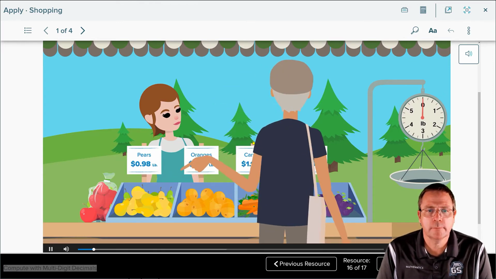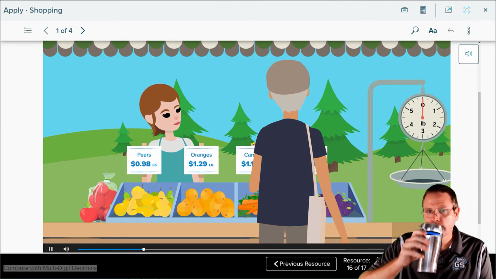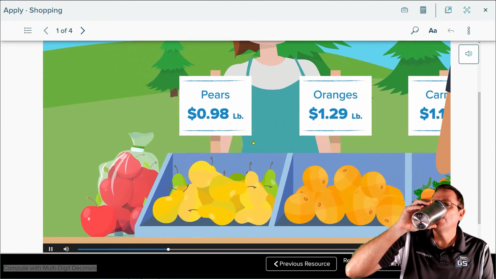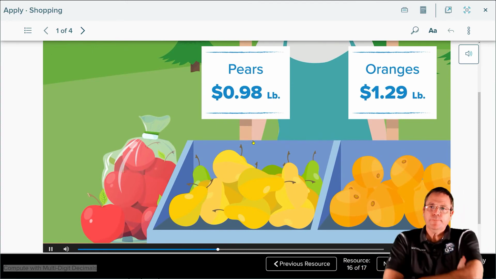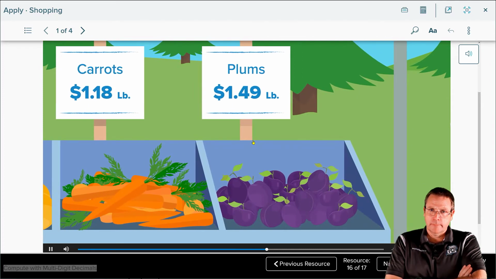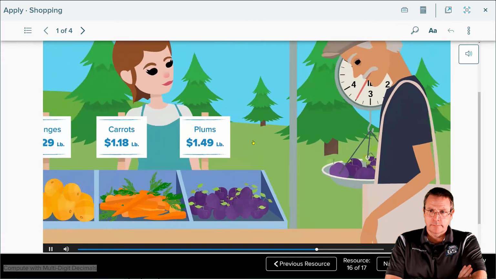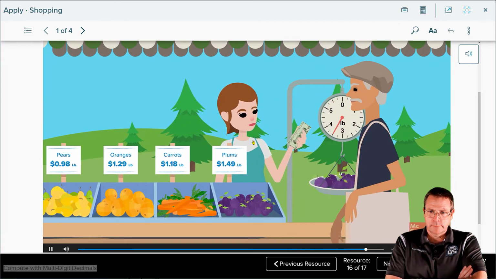Mr. Gonzalez is shopping for food at a local farmer's market. He found a vendor that sells fruits and vegetables. He bought 0.75 pounds of pears that cost 98 cents per pound, and 3.5 pounds of plums that cost $1.49 per pound. If Mr. Gonzalez paid for his fruit with a $10 bill, how much change will he receive?